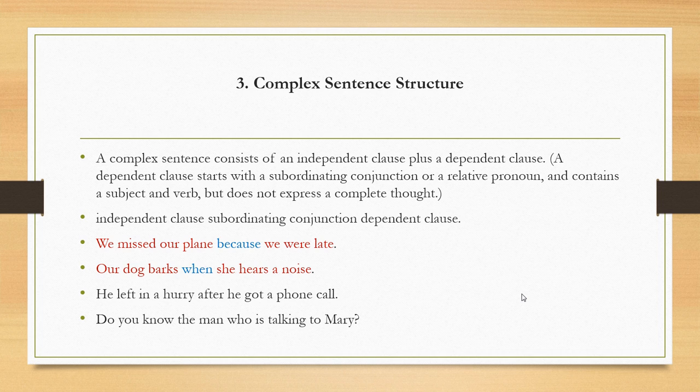Our dog barks when she hears a noise. Again, as an example, he left in a hurry after he got a phone call. Okay. Do you know the man who is talking to Mary? So who is a relative pronoun again. So it is showing that this is a dependent clause. So in these sentences we have because, when, after, and who. These are all subordinating conjunctions. The one is a relative pronoun.